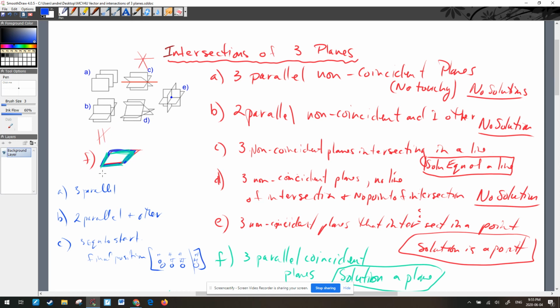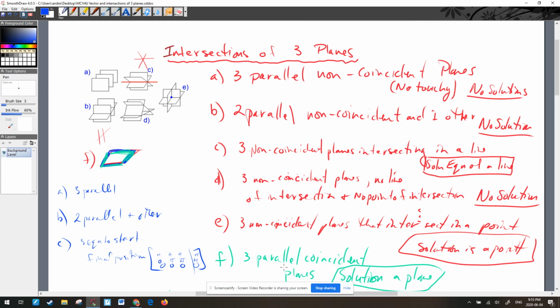D would be three equations to start, but the final position is number, zero, number, zero, zero, zero, zero, number, right? And then this one is the most obvious of the bunch. It's number, blah, blah, blah, blah. So it would be good for you to have a concise cue card of what start position looks like, what final position looks like, and how you interpret that.